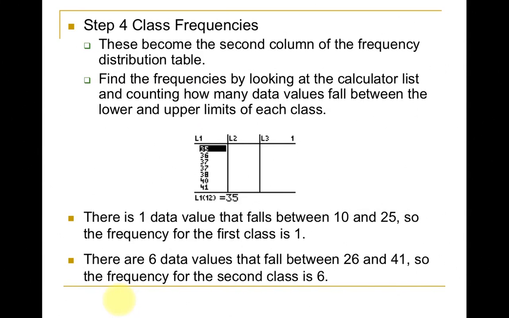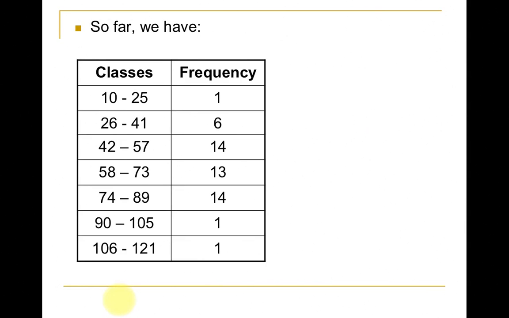And we continue this for all 7 classes, going down the calculator's list and counting how many data values fall between the class limits. And then we populate the second column of the frequency distribution table. So this is what you should have. 1 data value in the first class, 6 in the second, 14 in the third, 13, 14, 1, and 1. So if you want, take a minute and pause the video and verify that you can do that on your calculator by going through the list.